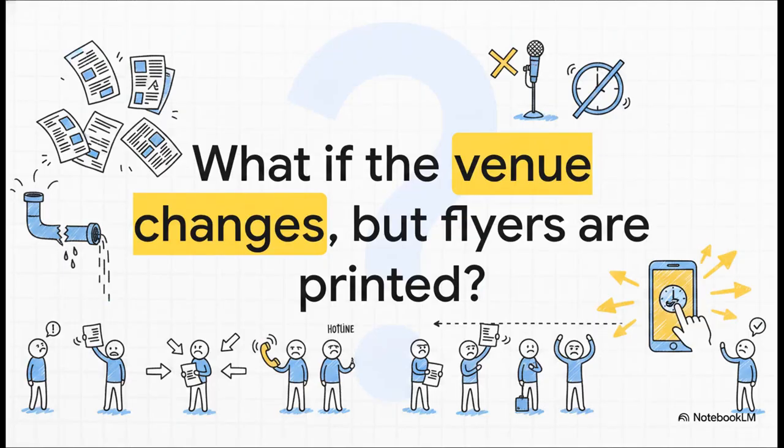Picture this. It's literally the ultimate event nightmare. Thousands of printed flyers are already in the hands of your attendees. Suddenly, a pipe bursts, or a keynote speaker is delayed, and you have to move everything to a completely different hall. If you're relying on paper, game over. You're stuck. Guests show up at the wrong place, your hotline rings off the hook, and frustration completely peaks.